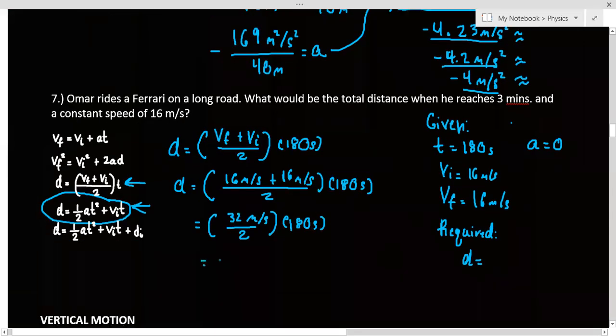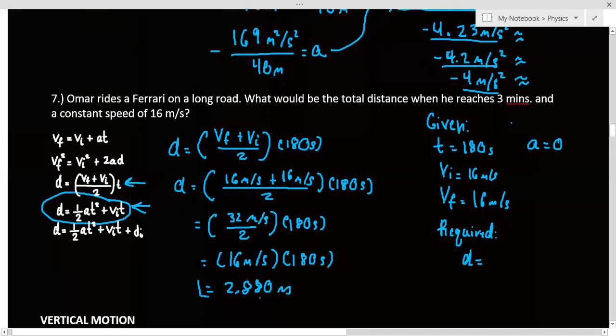32 divided by 2 is just 16 meters per second. Here, we're going to multiply them together. 16 times 180 gives an exact answer of 2,880 meters. That's the answer. That's the total distance covered by Omar when he reaches 3 minutes.